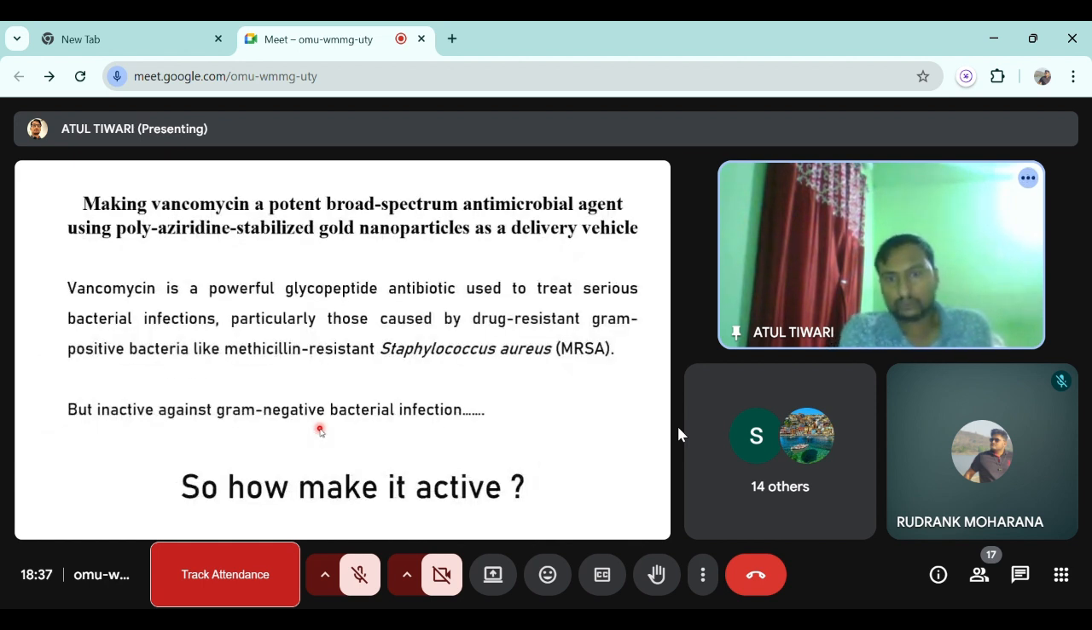So I am going to present some of my work associated with this talk. I used vancomycin, a glycopeptide antibiotic. Vancomycin is usually used for the treatment of gram-positive bacterial infections like Staphylococcus aureus, including methicillin-resistant Staphylococcus aureus, but it is usually inactive against gram-negative bacterial infections. The question is, why is vancomycin inactive against gram-negative bacterial infections?